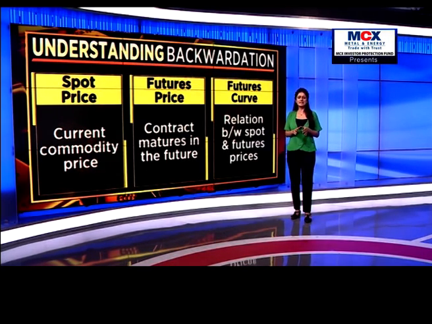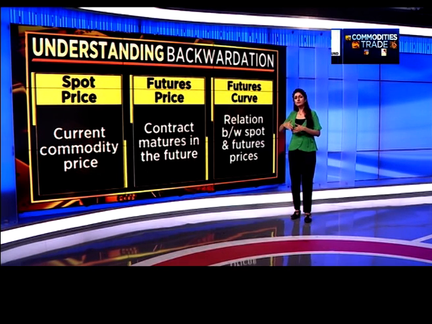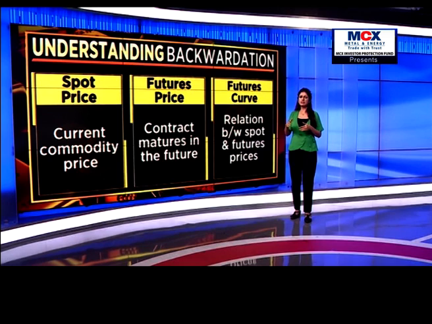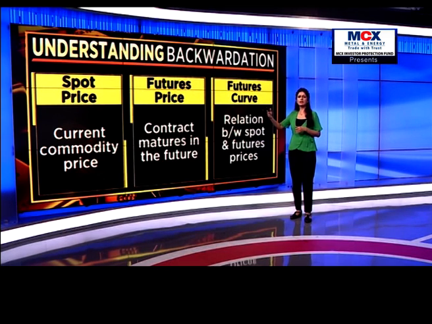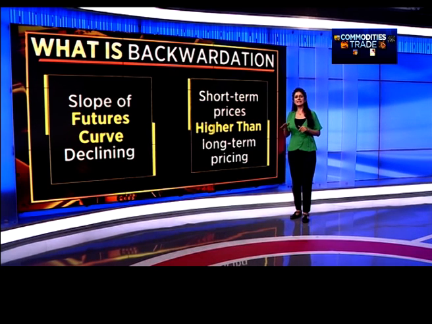The spot price indicates the current price at which you can buy a commodity, while a future price is an agreement to buy or sell at a specified delivery in future, for which the maturity could be in the next month, or 3 months, or next year. And the third is the futures curve, which illustrates the relationship between the spot and the future prices. A futures curve is in backwardation when the slope is declining, predicting lower prices in the future.